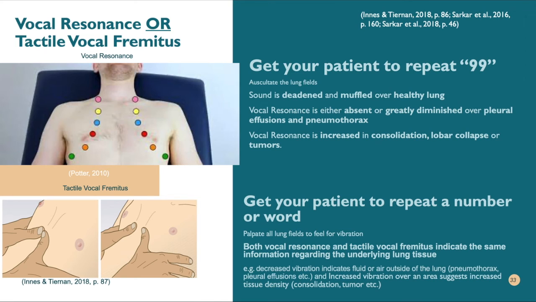tumours. Tactile focal fremitus is assessed by palpating the vibrations through the chest while the patient speaks. Again, decreased vibration indicates fluid or air outside the lung, pneumothorax or pleural effusions, and increased vibration over an area suggests increased tissue density, consolidation or tumour.